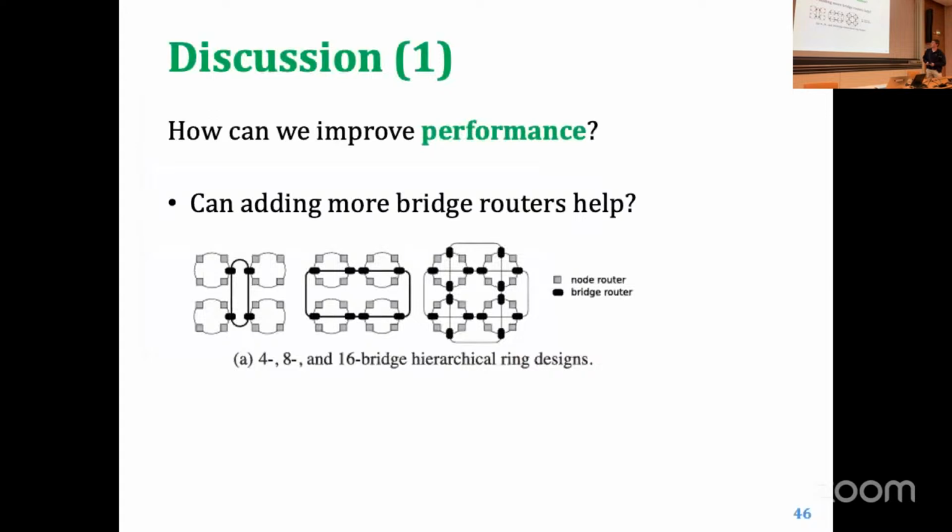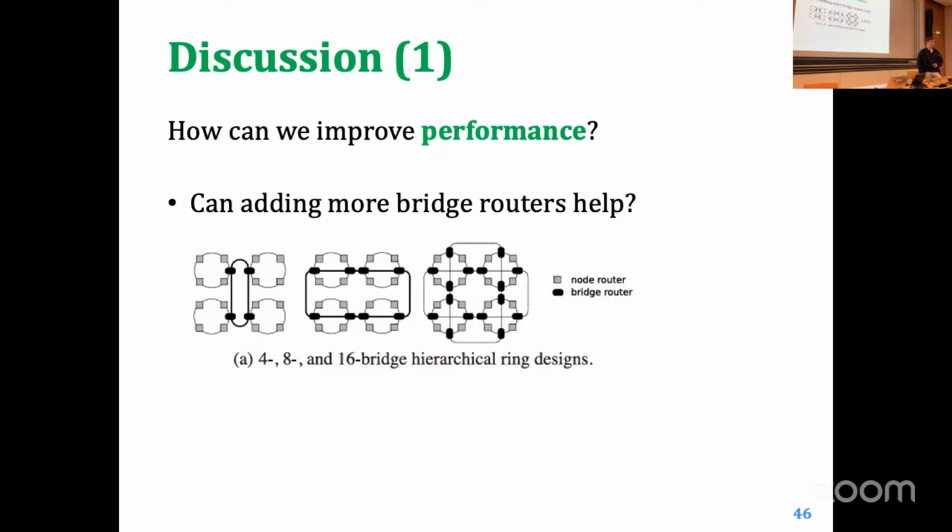Okay, so we've seen that the ring's performance is not very good compared to other networks. Is there anything we can do to improve it? One of the ideas that the paper suggests is to add more bridge routers, which means that basically we have more interfaces. The one that I call the inter-ring interfaces, the paper calls bridge routers. They're the same thing. If we add more of them, will the performance improve? Does any one of you have an idea? Otherwise, I will just give the answer.